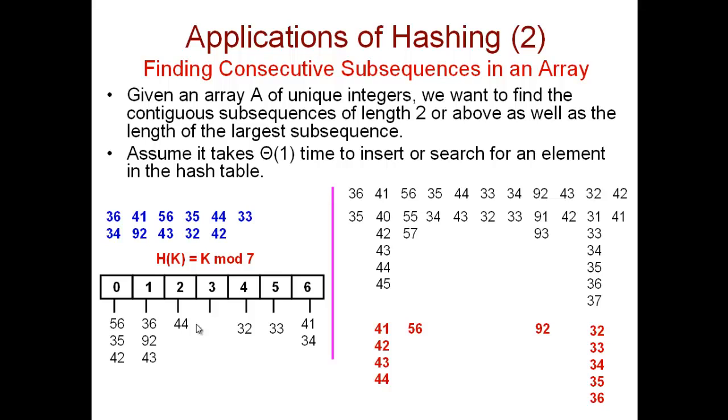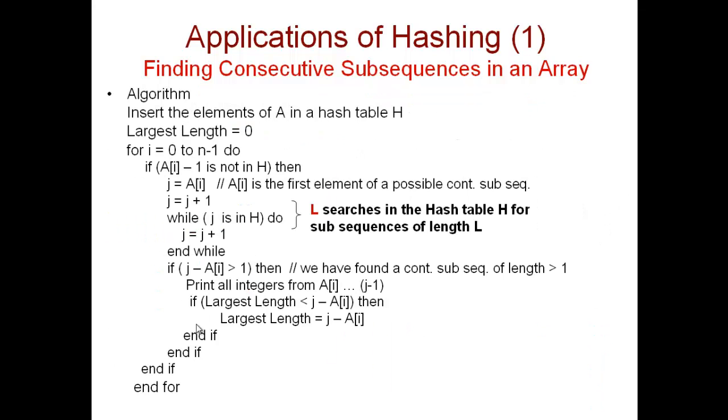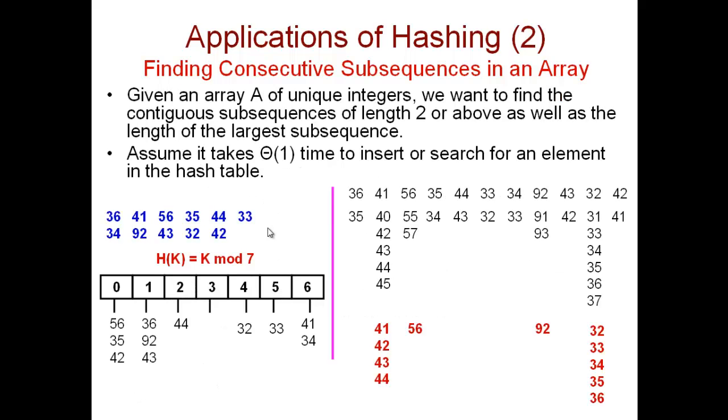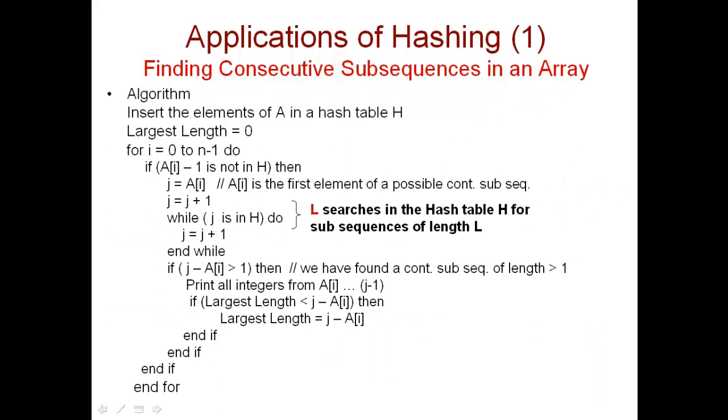So now we need to check for elements greater than 41, like 42, 43 and so on. So we use a local variable j to be a of I, increment j. So j is 41 initially, and then j will be 42. So check whether the latest value of j, 42, is in the hash table or not. In this case 42 is there, so we'll increment j. If j is not in the hash table, we'll come out of this inner while loop.